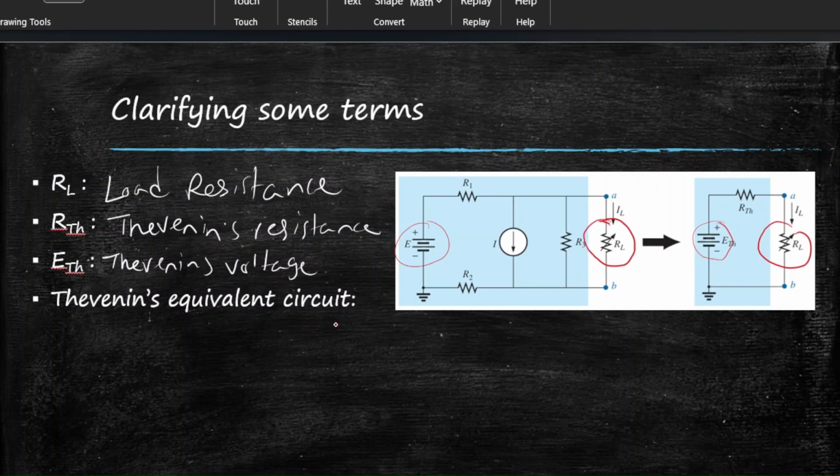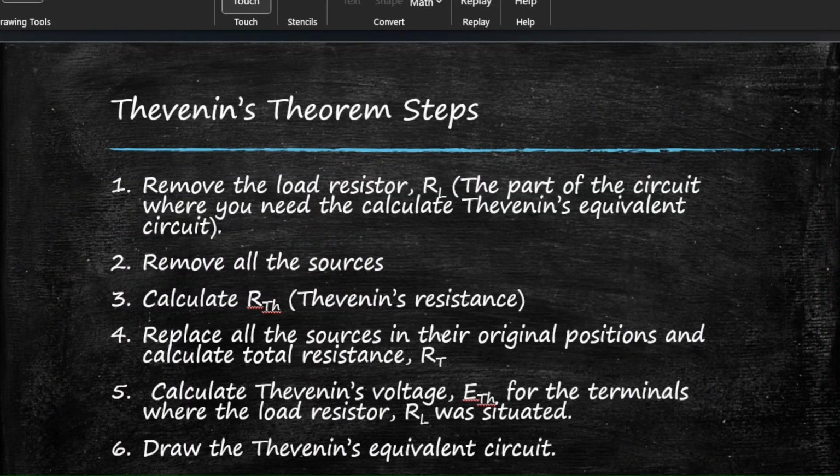And Thevenin's equivalent circuit is basically this circuit. The circuit you get after applying it is a simple circuit of a voltage, Thevenin's resistance, and the load resistance all in series. This is the circuit you get after applying the Thevenin's theorem to a more complex circuit. Now that those terms are clear, remember the terms and what they mean. Now let's go into the steps of the Thevenin's theorem.